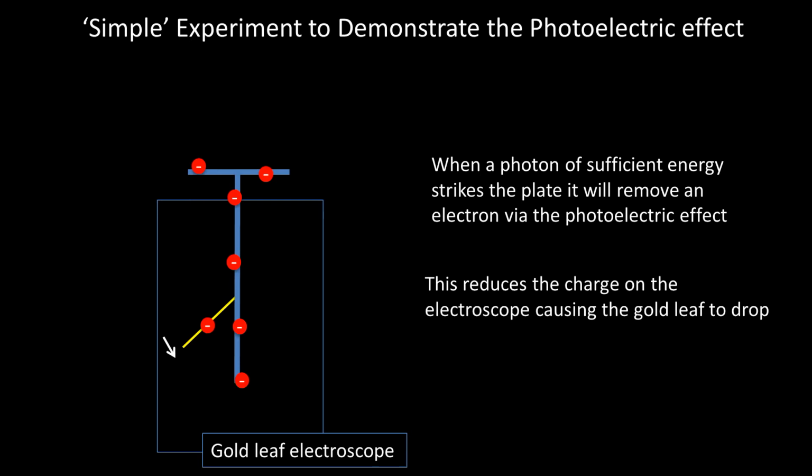Okay, so that experiment doesn't tell us very much about how the photoelectric effect works. It just tells us that it is happening. We know there are electrons on the plate to start with because we've put them there with the induction charging that we did. And we know if the gold leaf goes back down, those electrons must be being removed by the photons. So this proves that the photoelectric effect is happening.